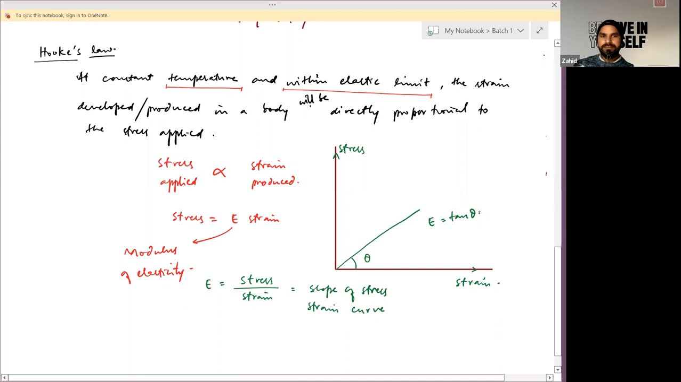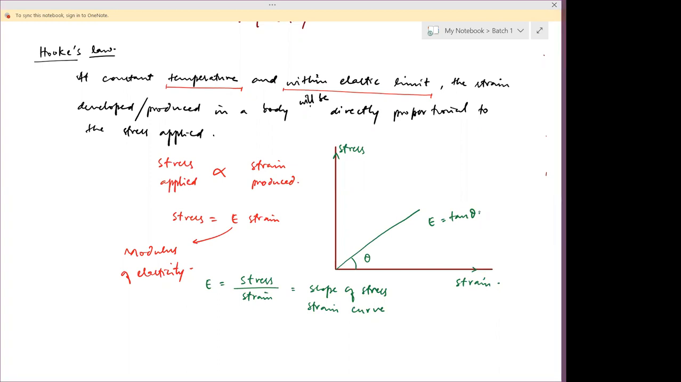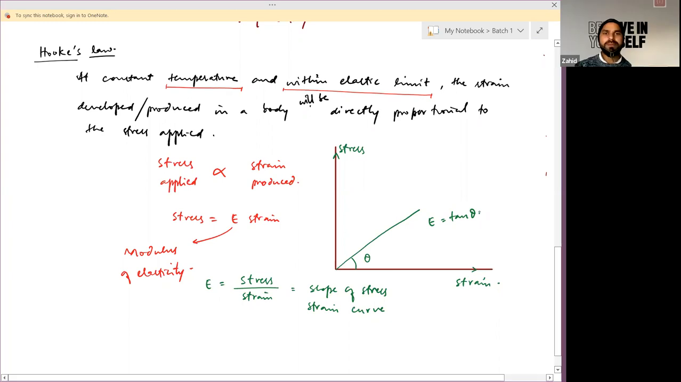Salman, any doubt? No, sir. No doubt. Okay, just write it down to this part.